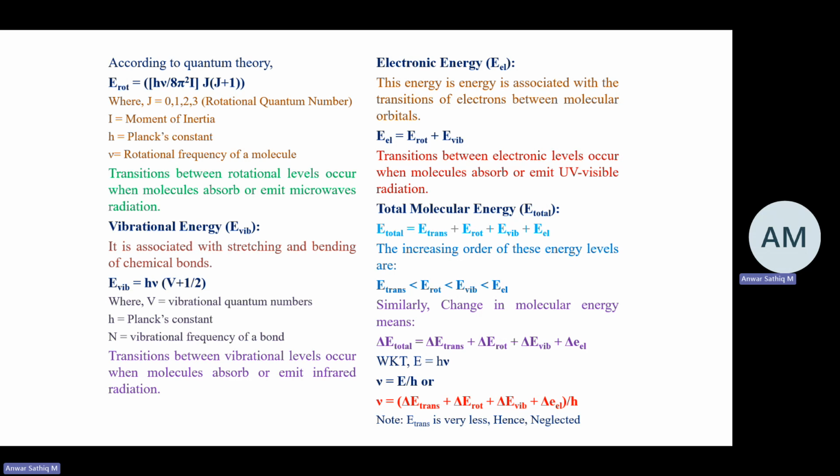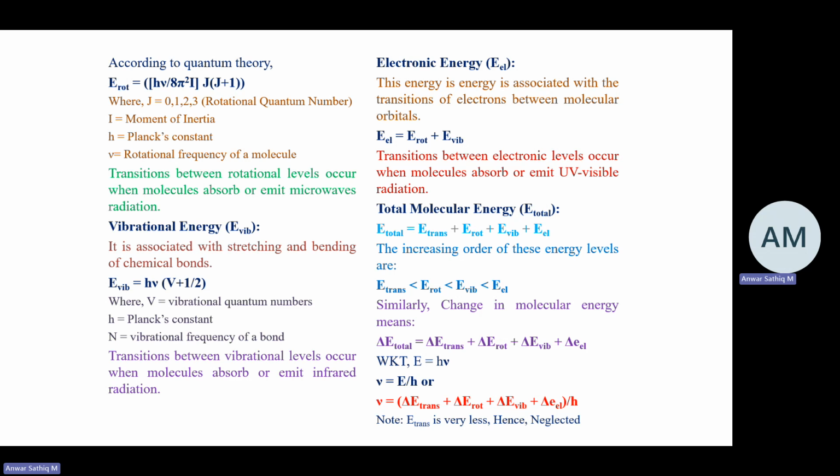Similarly, change in molecular energy, delta E total, is equal to the sum of the change in translational energy, change in rotational energy, change in vibrational energy, and change in electronic energy. That is the sum of the change in these four energy levels. We know that according to Planck's quantum theory, E is equal to h nu. Now rearrange the equation: nu is equal to E divided by h. Substitute these values in this equation.